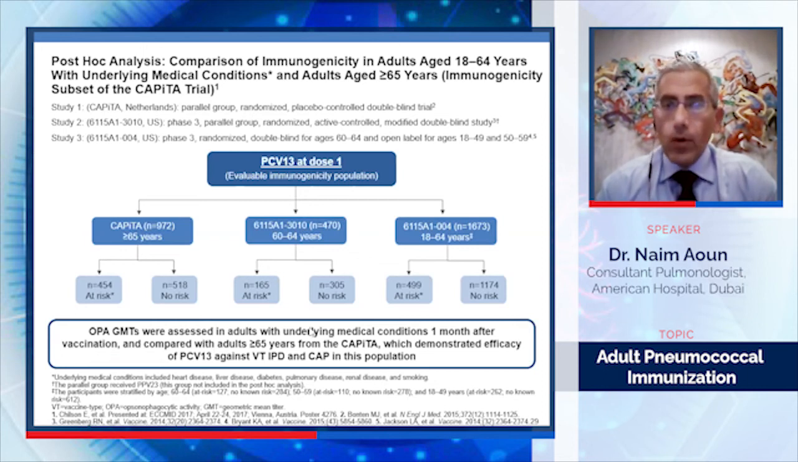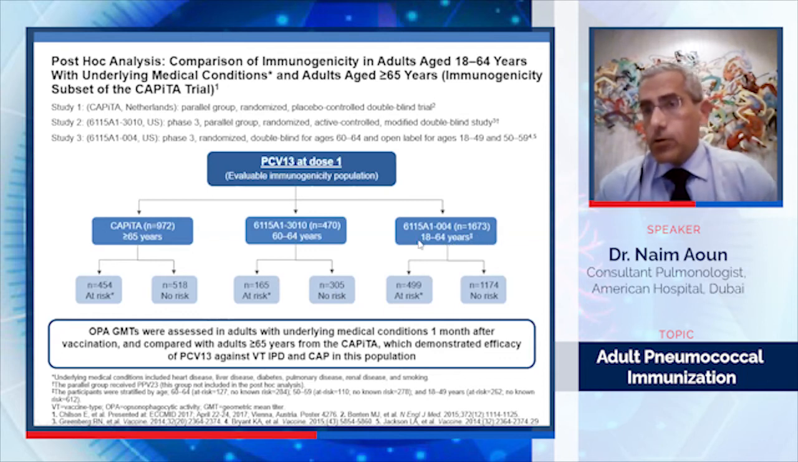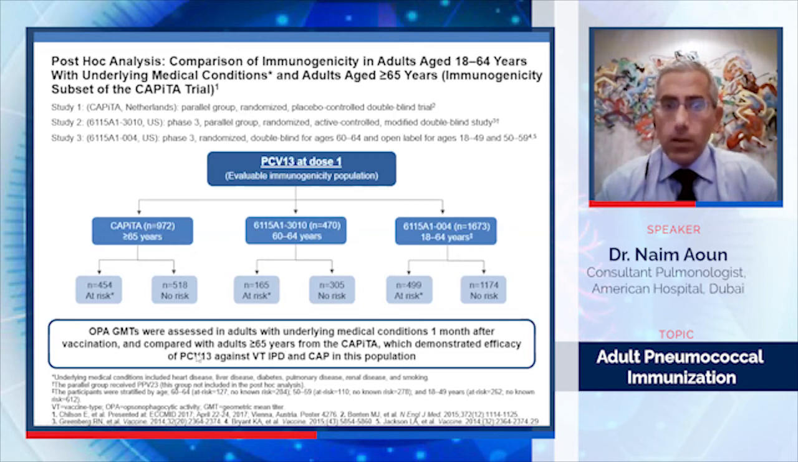470 patients, 165 of them were considered at risk within this age bracket and 305 without. And also another study that included 1,673 younger population, 18 to 64 years old. And here we had 500 patients at risk, 1,174 not at risk. So here immunogenicity was assessed at 1 month after vaccination, and it showed that there was no difference in between patients who are at risk, no matter what the age is, and patients who were not.